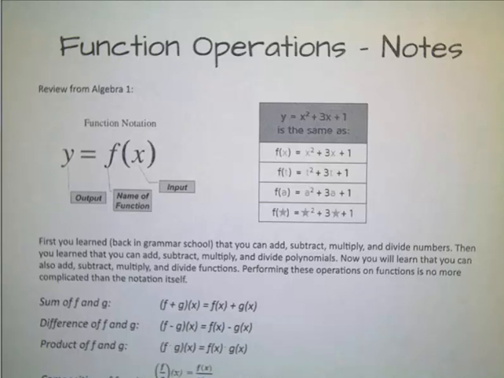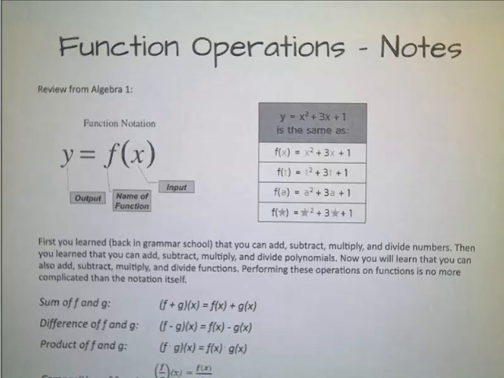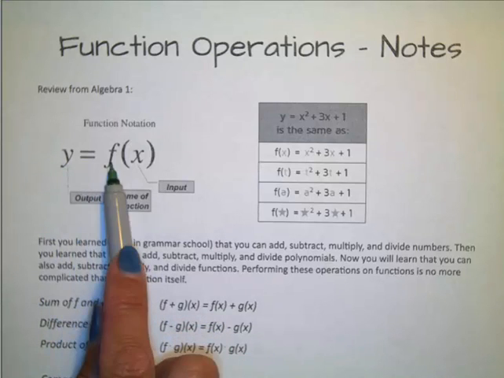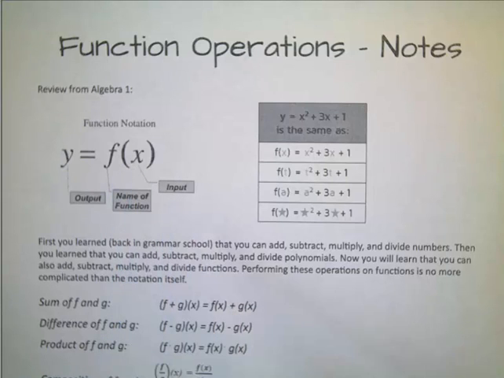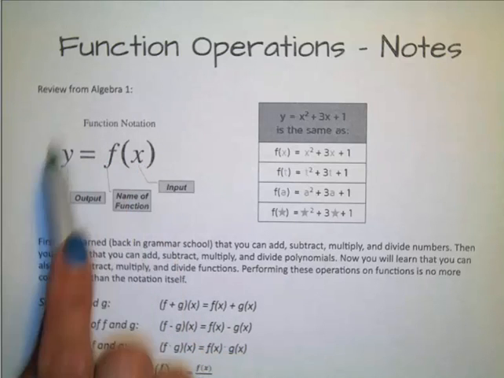This lesson is on function operations, and you will hopefully remember from Algebra 1 that f of x is the same as or equal to the letter y. It is important that you know that the answer to f of x, or y value, is your output. F stands for the name of your function, and what's in parentheses is your input. So when you put whatever's in parentheses into the function, you get the output.